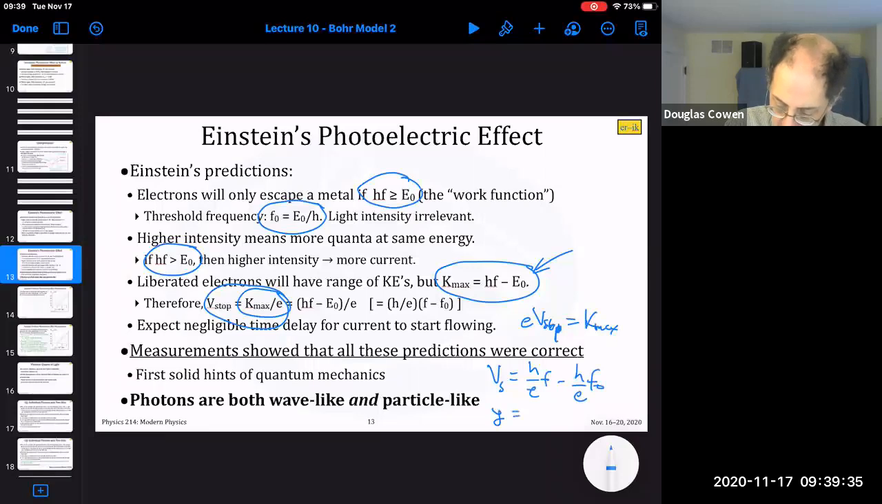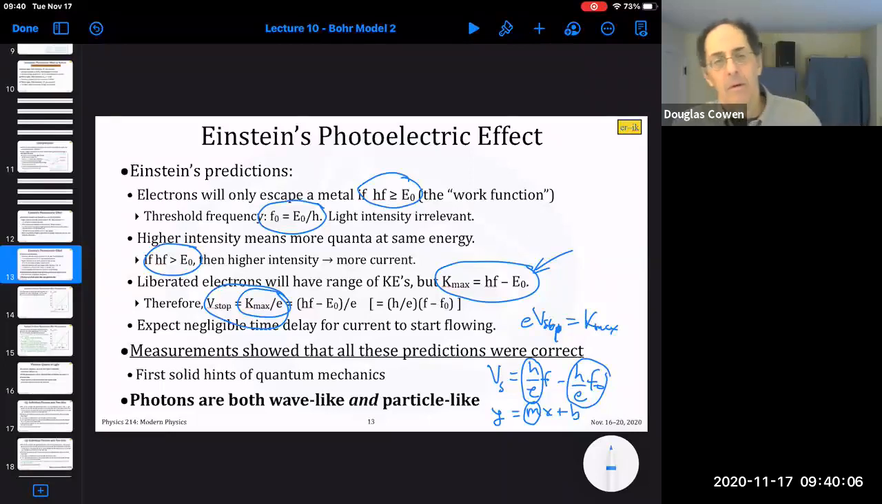minus h over e times f naught. And this has the form y equals mx plus b. So if we plot the stopping potential versus the frequency, then what we will find is that the slope of that line, m, is Planck's constant divided by e. So this gives you a way to measure one or the other. If you know one, you can find the other. And the intercept here tells you something about the work function.